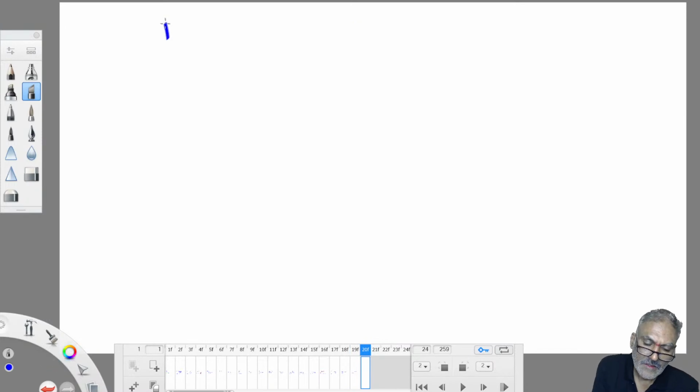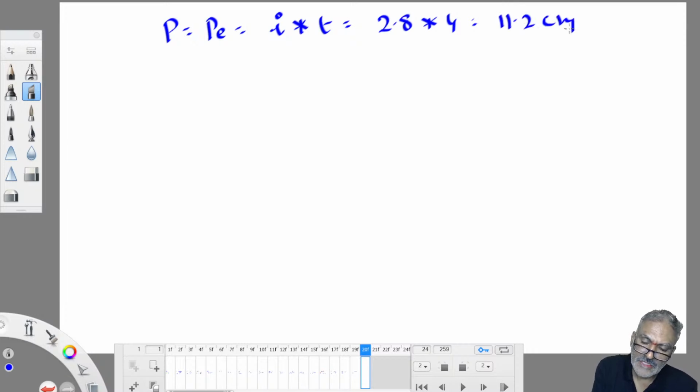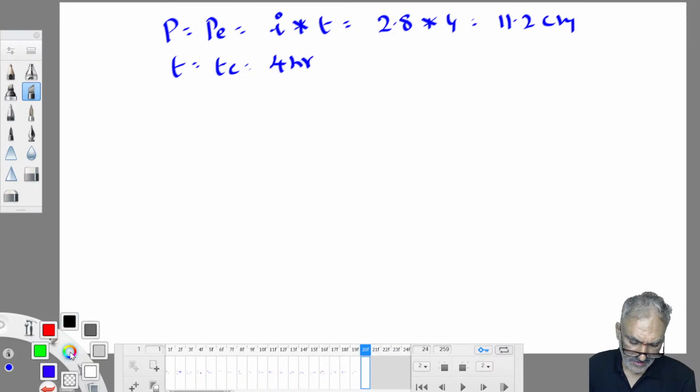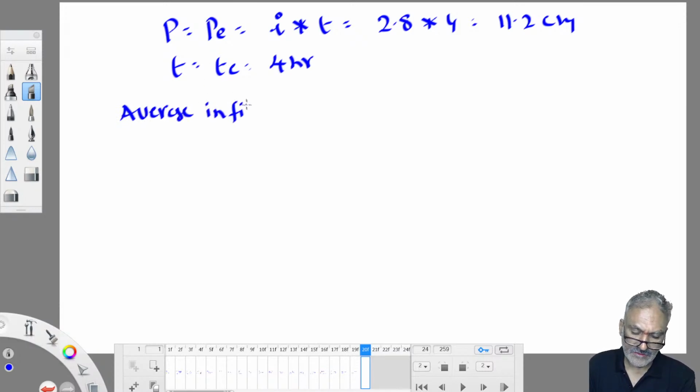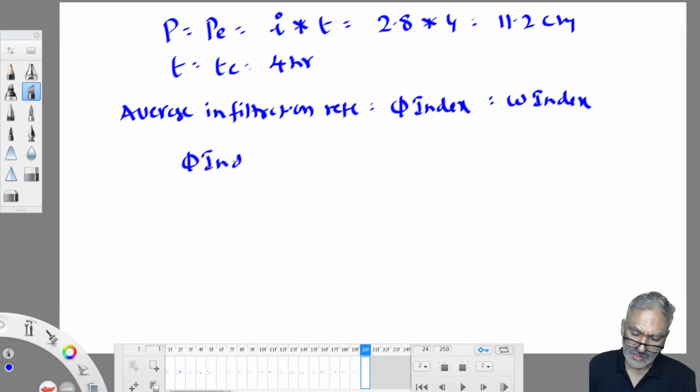Therefore, P is equal to 2.8 into 4. It is 11.2 centimeter. Okay, that is right. T is equal to 4 hours. So average infiltration rate is equal to pi index or double index. Both of them are same, no? For a uniform storm, pi index is equal to double index is equal to (PE minus R) by TE. But runoff depth is not given.